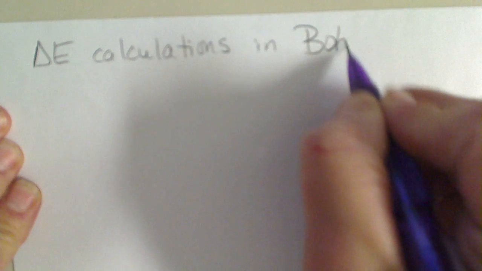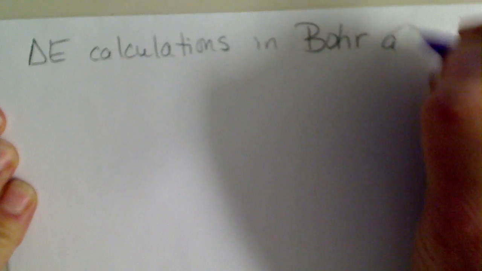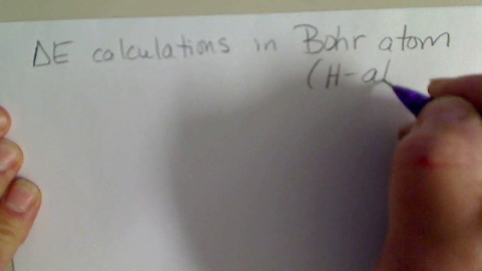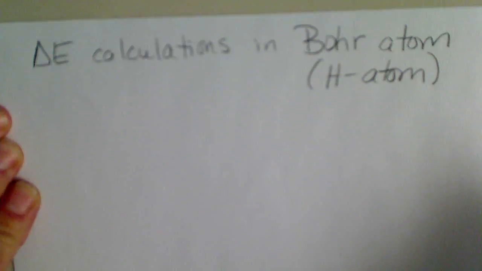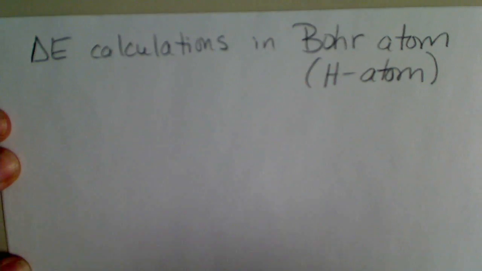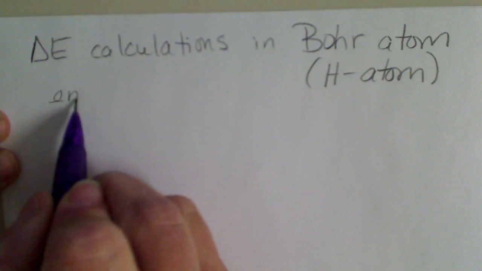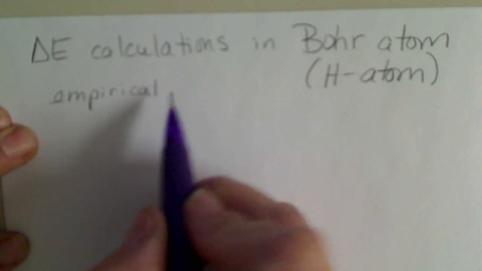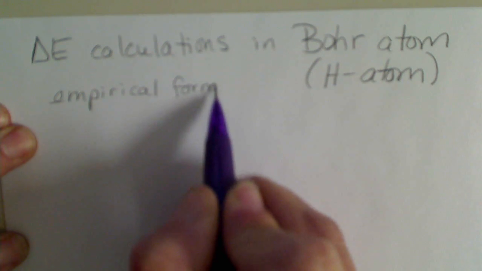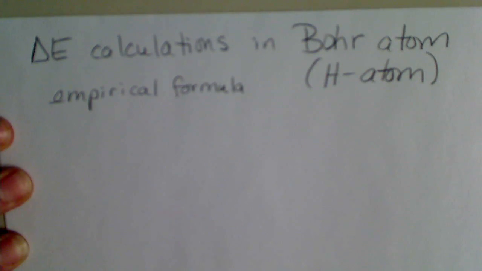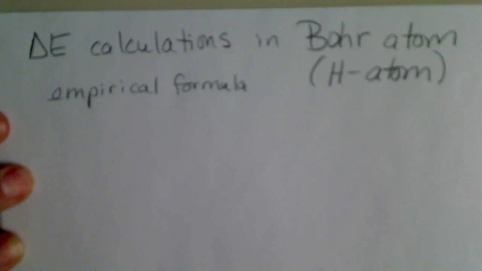And again, that automatically means we're talking about the hydrogen atom. Hydrogen's only got one electron, so it's the easiest one to deal with. And we're going to look at this empirical formula, which empirical just means it's not really based on theory, but somebody had the patience to work at something until they got the correct answer.